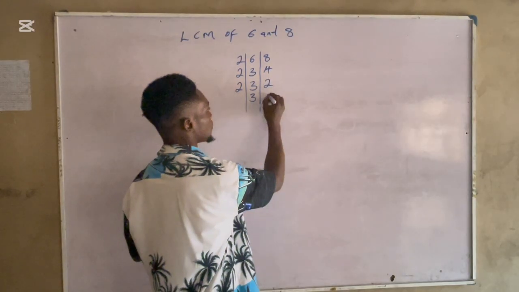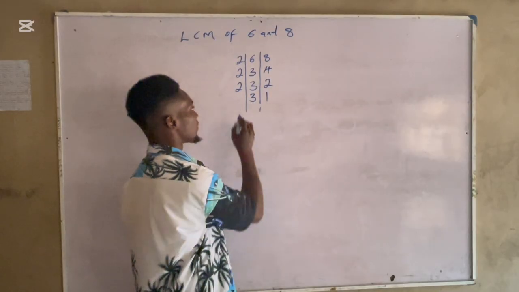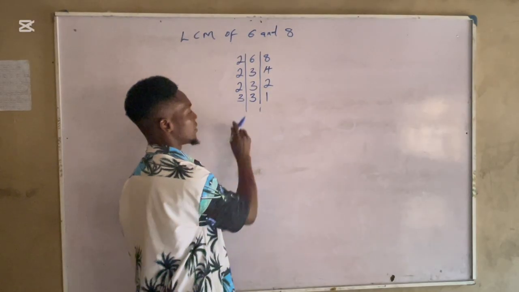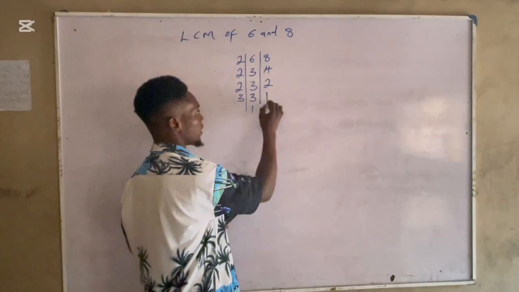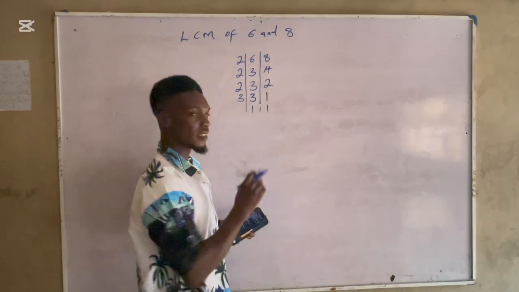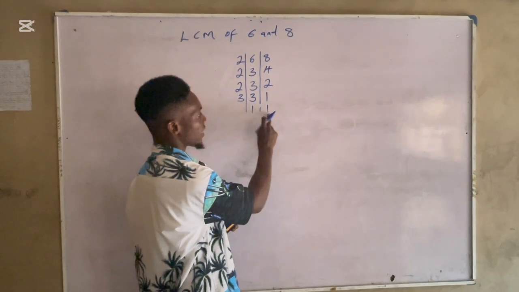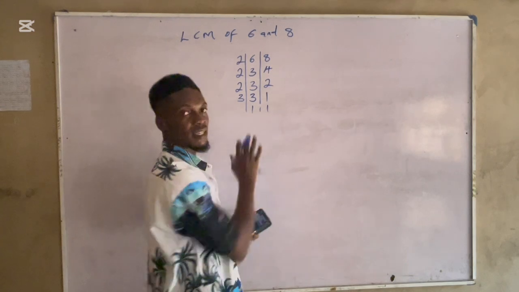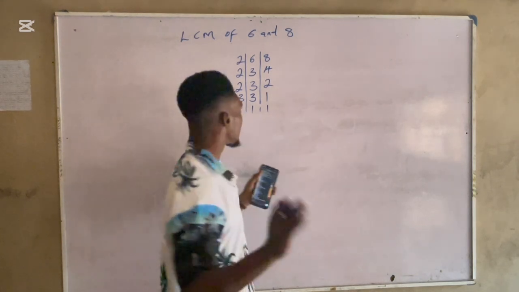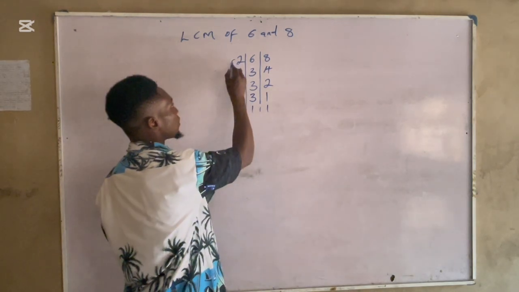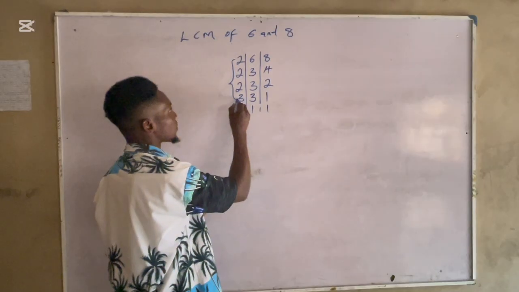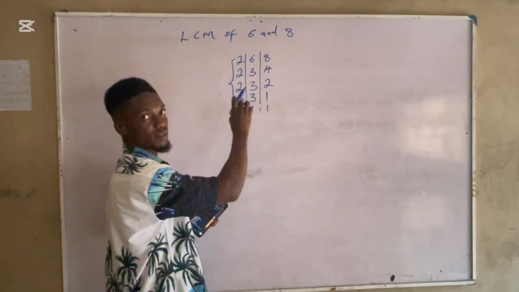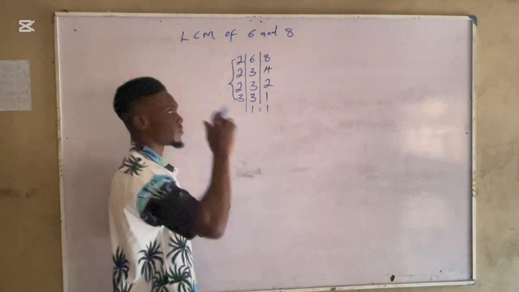2 into 2 is 1. Then finally, use 3 and divide. 3 into 3 will give you 1. Bring down this 1. Like I said, we'll continue dividing until we arrive at 1, 1 here. Immediately you arrive at 1, 1, you are good to go. What you now do to finalize your answer is multiply the numbers that you used to divide. All those numbers we used to divide, multiply them.